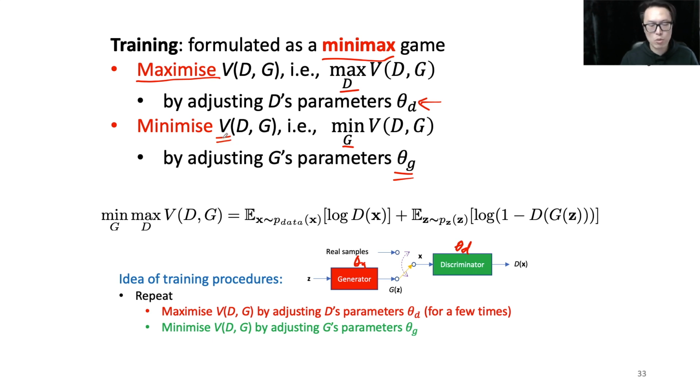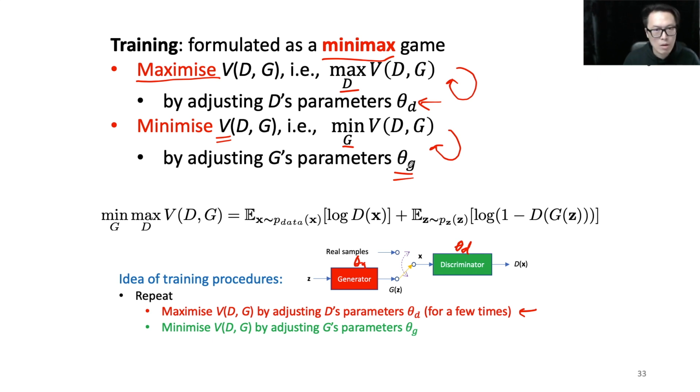So what we are going to do is, first, maximize V by adjusting theta D. That is the first step. Do it a few times if you wish, or you can do it one time. After that, we are going to minimize V by adjusting theta G. That is what we are going to do in the pseudocode.